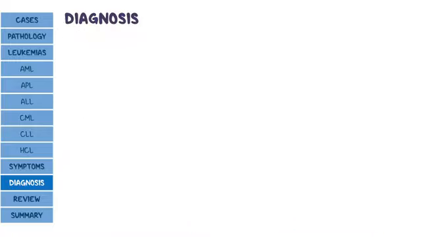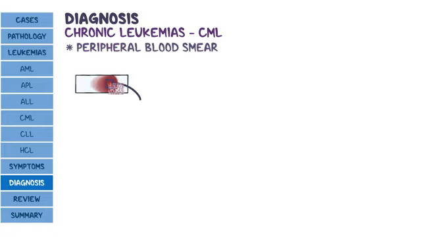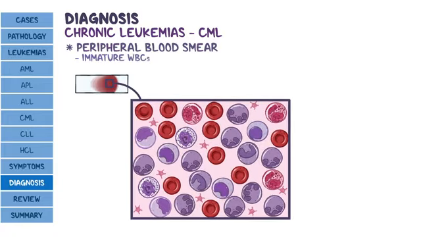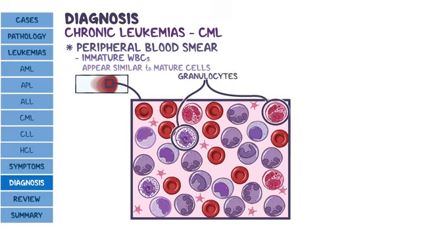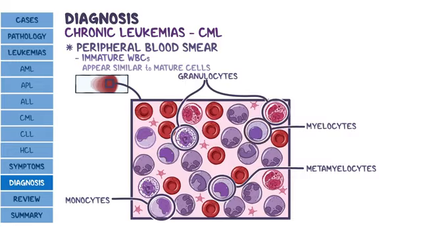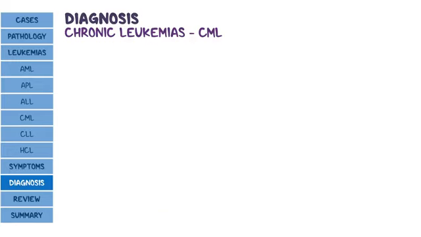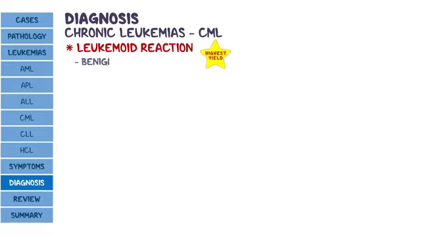Okay, moving on to the diagnosis of chronic leukemias, specifically CML. It also starts with a blood smear that shows a lot of immature white blood cells that might appear similar to mature cells. In CML, there is an increased number of granulocytes, monocytes, and immature forms of myeloid cells like metamyelocytes and myelocytes. Now, the test might try to confuse you by having leukemoid reaction as an answer choice, and this is a benign neutrophilia where the neutrophils are functional.